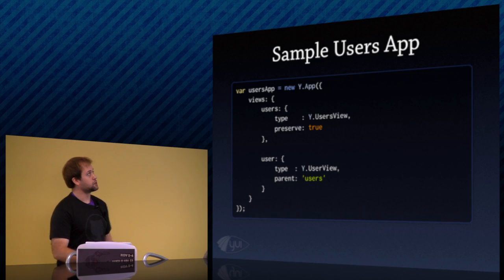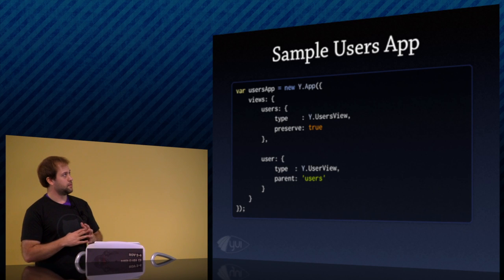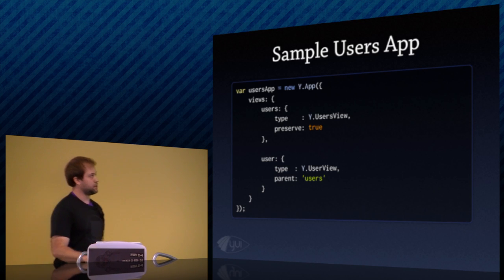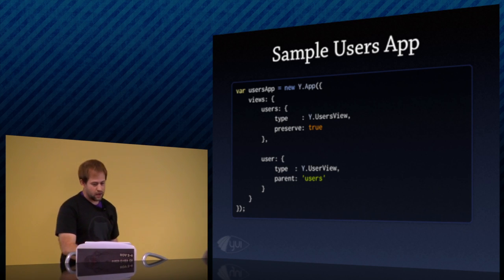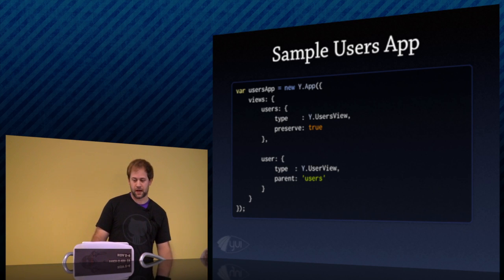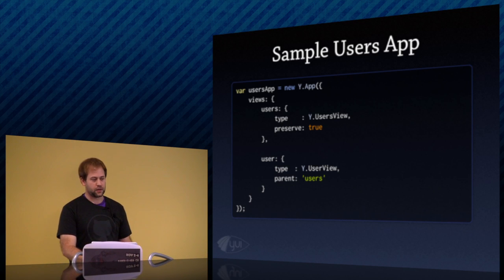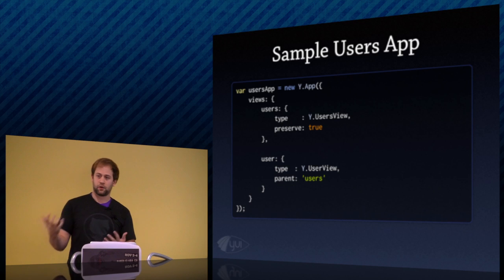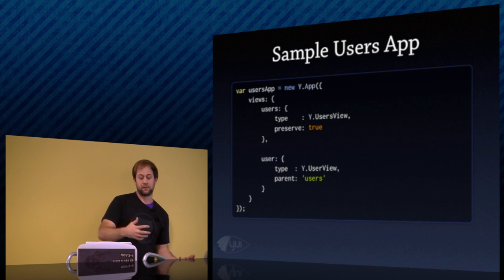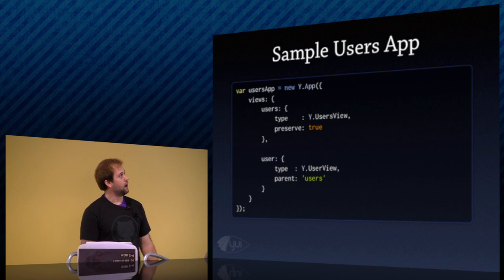And I just wanted to start off with a super basic example application. So imagine this is a user's app. Similar to Router, you can instantiate Y.App or you can subclass it. You will probably end up subclassing it for anything that's not trivial.